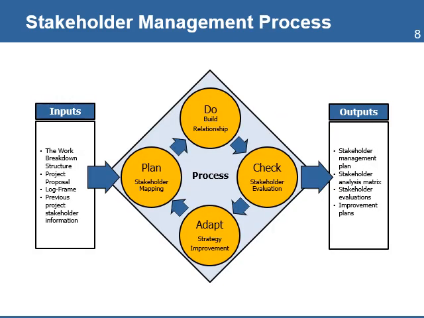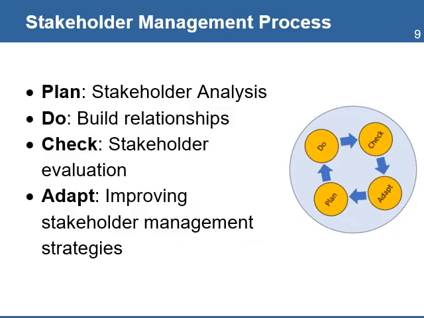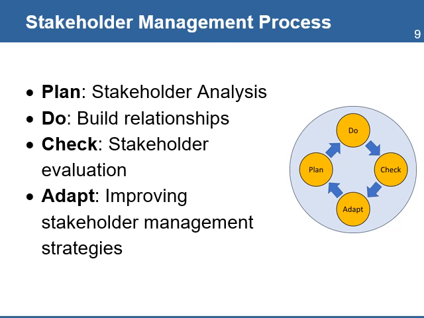The stakeholder management process consists of 4 steps: plan, do, check, and adapt the process. This process requires a series of inputs and will produce specific outputs. The major processes involved with stakeholder management are to plan. This includes the stakeholder analysis, which is the process to identify, analyze, and map the stakeholders and develop stakeholder management strategies.